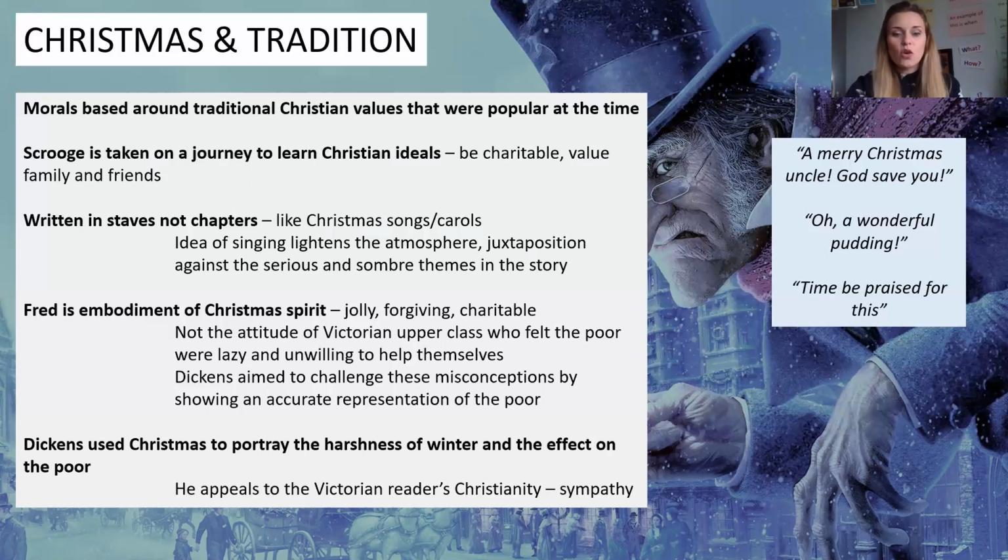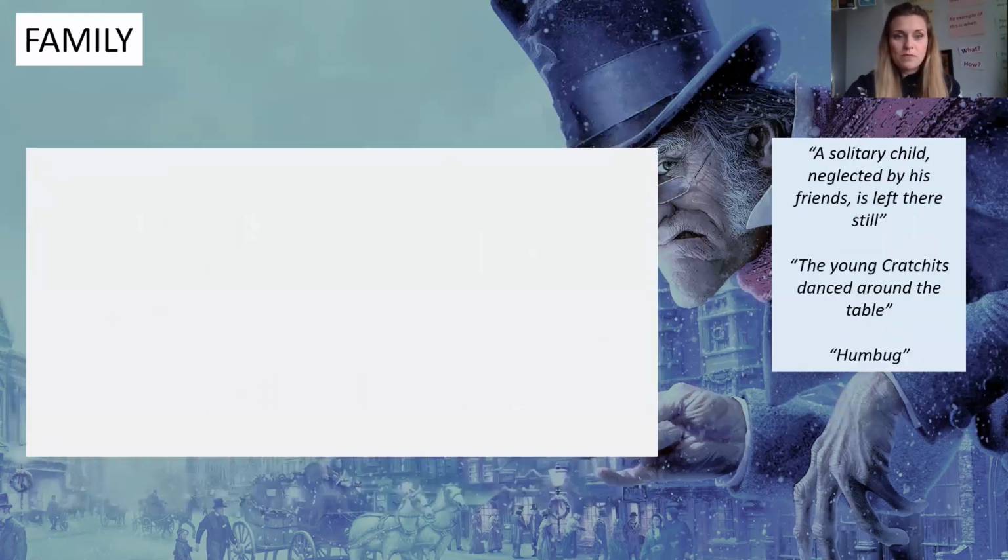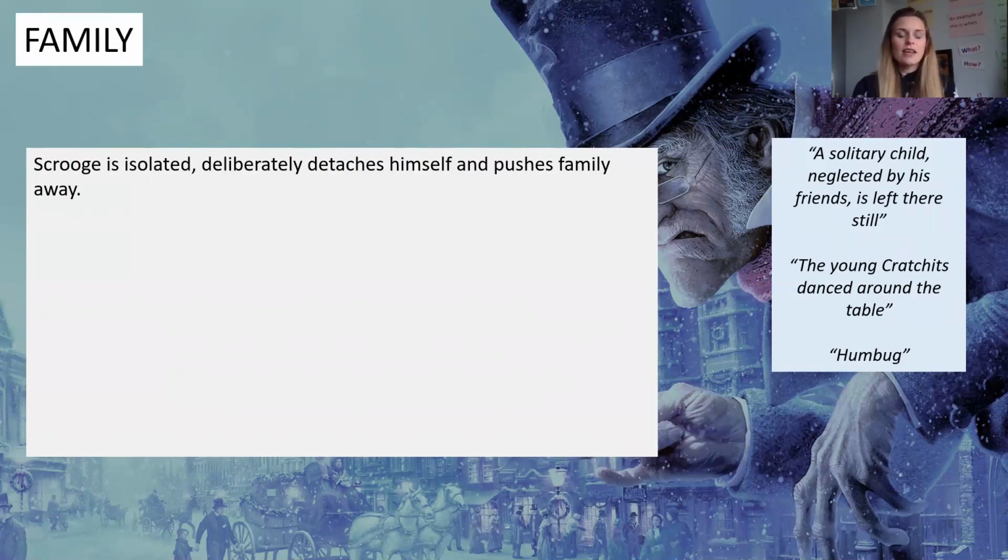So let's move on now to family, which is another really important theme. Family or lack of family in certain cases. So we're going to start with Scrooge, who is an isolated character. He's described as solitary as an oyster, and I've already done a video analysing that language in a bit more detail. But he deliberately detaches himself. He chooses to push everyone away from him.